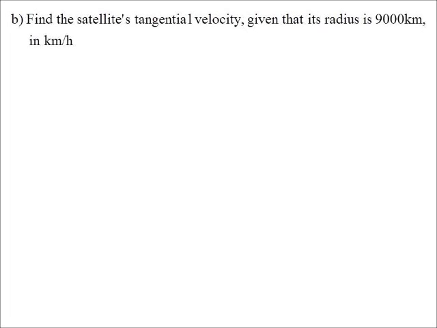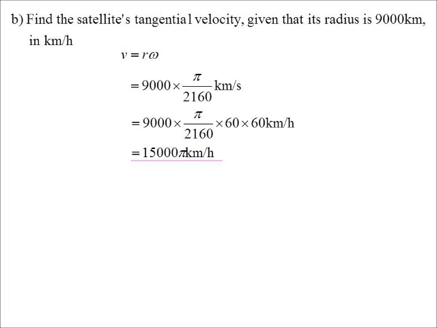Let's say our one's moving with a radius of 9,000. So its radius is 9,000 kilometres. How fast is that in kilometres per hour? So we can get a feel for how fast it's actually going. Well, it's going to be r times omega. We just worked out it was π on 2,160. If we multiply that, you'll see it's going incredibly fast.